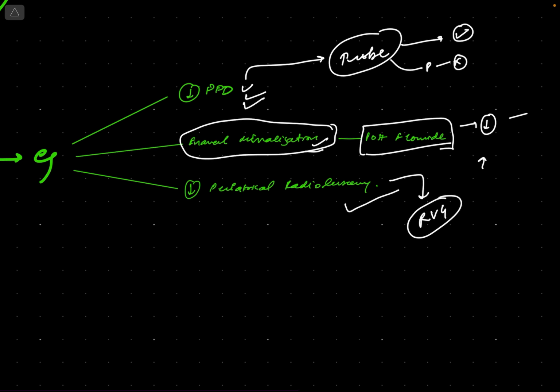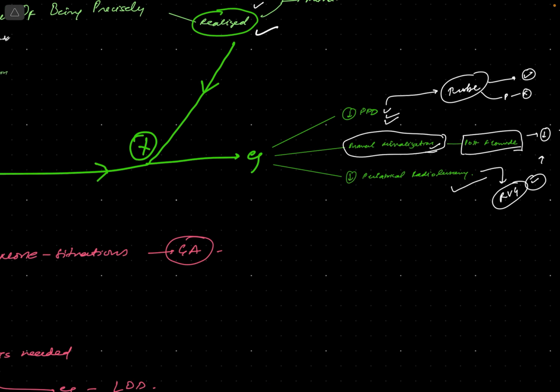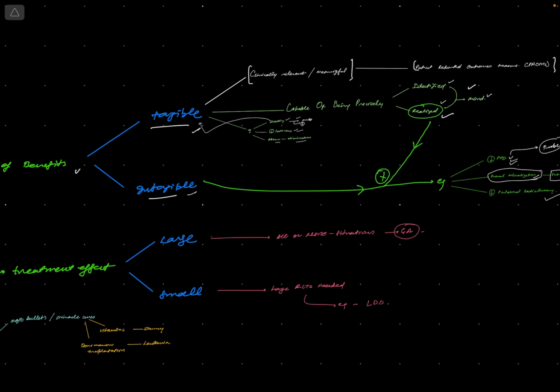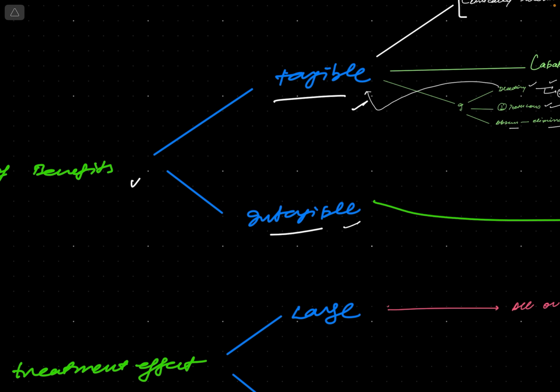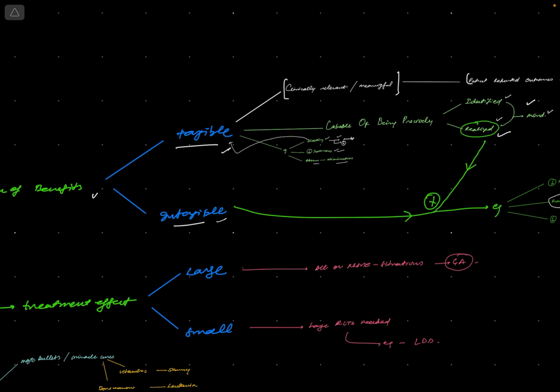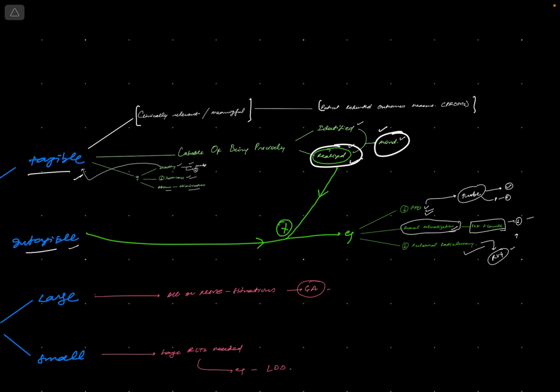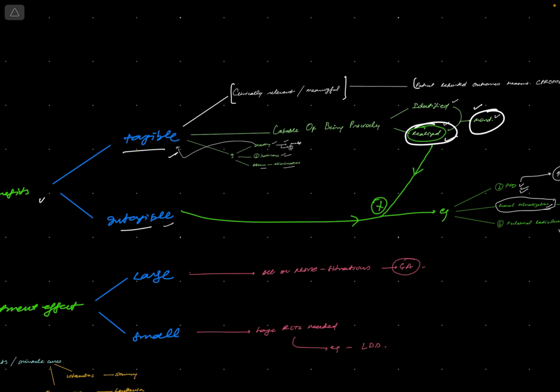The patient does not understand RVG. Patient cannot appreciate an RVG because they can't read it. You can. Now this is also an intangible. So I hope you understand what is tangible and what is intangible. Tangible is basically the patient can appreciate it. It can be realized by the mind. Okay, and intangible is the one which cannot be realized by the mind.